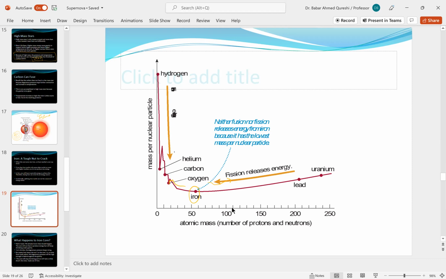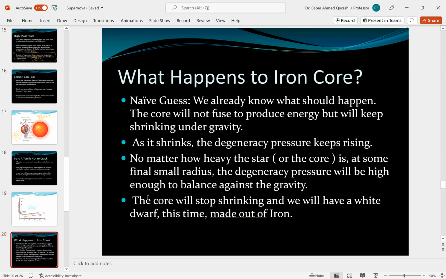Because why do you fuse? Because you want to create some energy to balance the gravity. So with iron, that cannot happen. So iron is the final limit to which the core can be produced. And you cannot produce any further elements in the core of the star. So what happens?